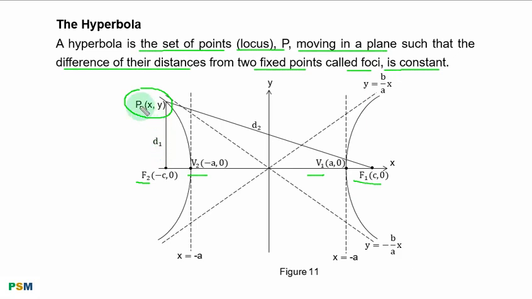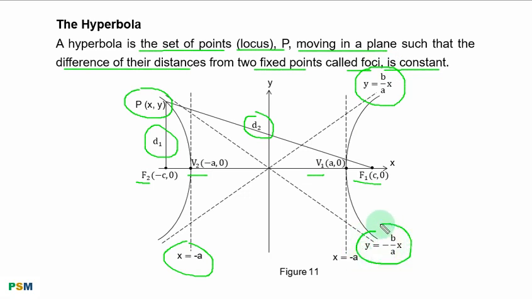The distance between P and F1 is D2. The distance between P and F2 is D1. You have the directrix x equal to minus a, and the two other lines y equal to b over a times x and y equal to minus b over a times x. This is figure 11.